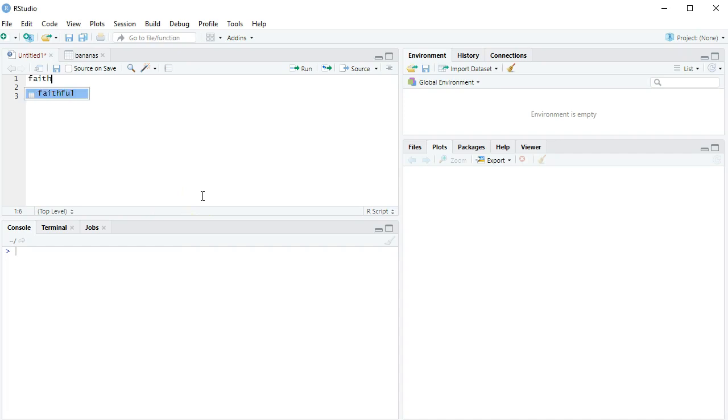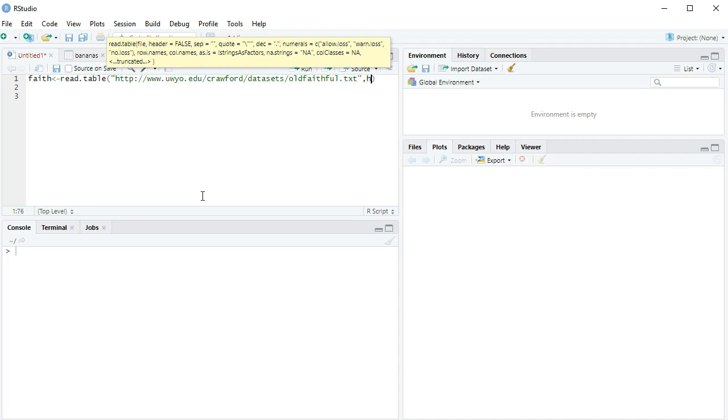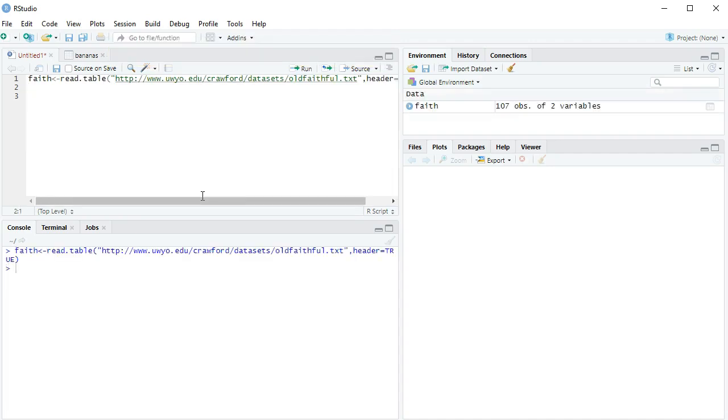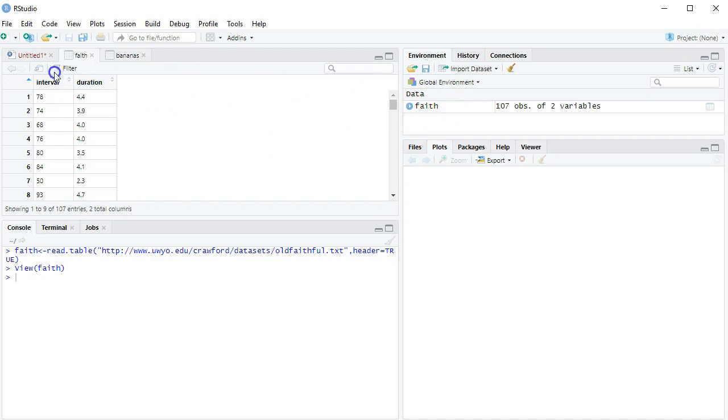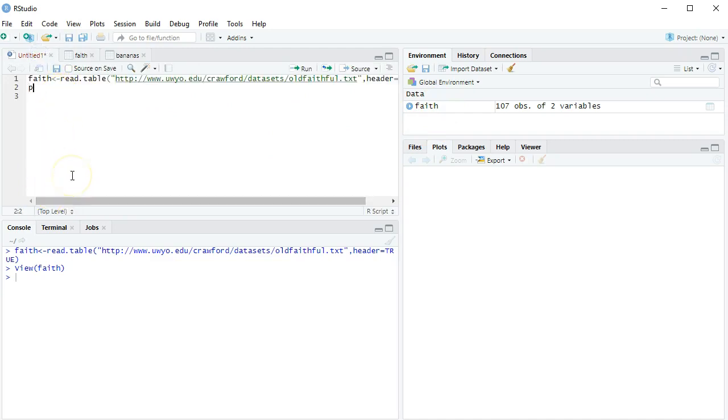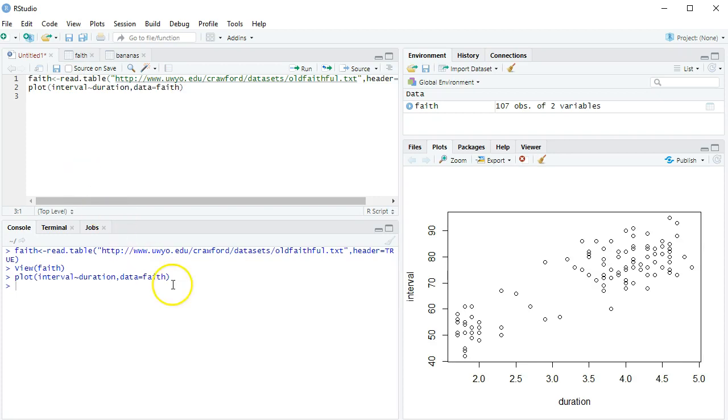Grab the URL. I'm going to call it faith instead of Faithful because now it's fewer letters. Read in the data set. Yes, it has a header. And I want to just check that it read correctly. Looks like it did. The next thing I would want to do is to try to plot interval based off duration, data equals faith. Always let your brain take a little look at it. It looks like the longer the last eruption was, the longer it's going to take for it to erupt again, which makes sense, considering it takes time to build up that pressure from the supervolcano that is secretly going to kill us all. Let's move on.